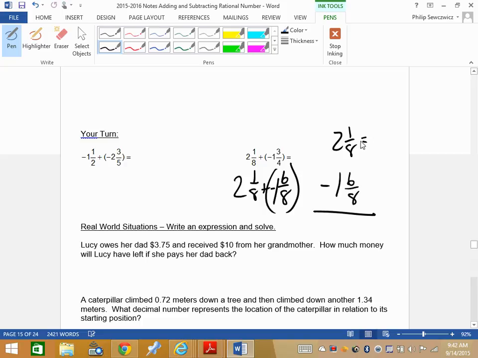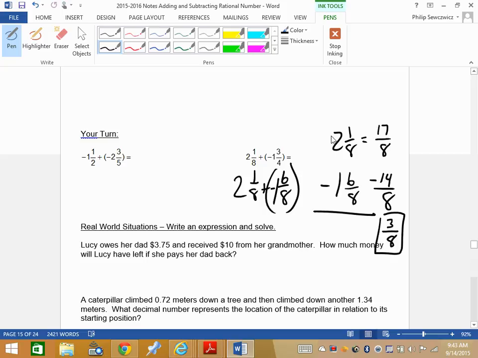Change it to improper fractions. 8 times 2 is 16. 16 plus 1 is 17, so it's 17/8. 8 times 1 is 8. 8 plus 6 is 14, so it's negative 14/8. So now when we subtract, 17 minus 14 is 3, so it is a 3/8, and yes, it is going to be positive. There we go. So there's ways of getting around it if you didn't want to do your borrowing.